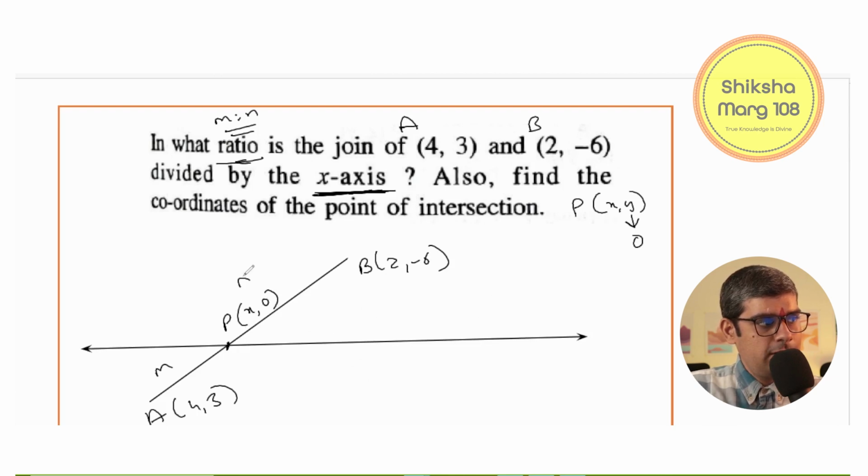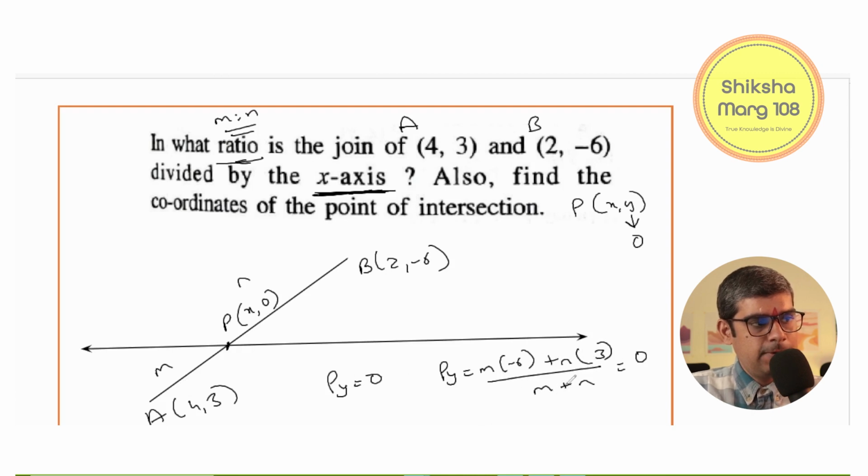Again, going from the known to the unknown. So we know Py is equal to 0. So from there we go and do the bit where we get the value of the ratio m is to n. So Py is equal to m times the y coordinate of B, which is minus 6, plus n times the y coordinate of A, which is 3, the whole upon m plus n, and that's equal to 0 since we have talked about the y coordinate. m plus n times 0 is going to be 0, so that's it. And this is minus 6m plus 3n equals 0.